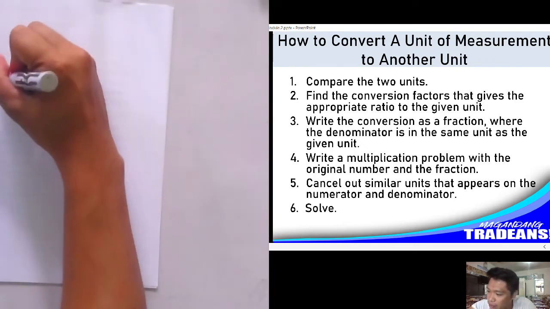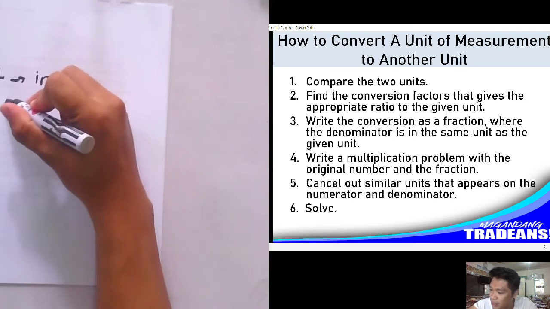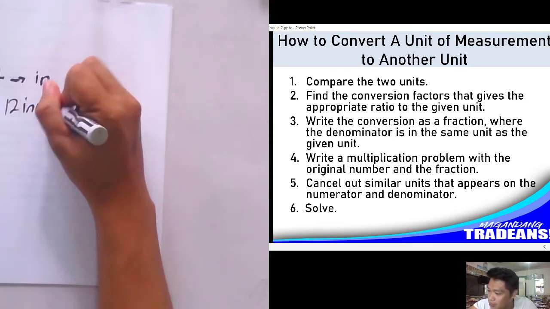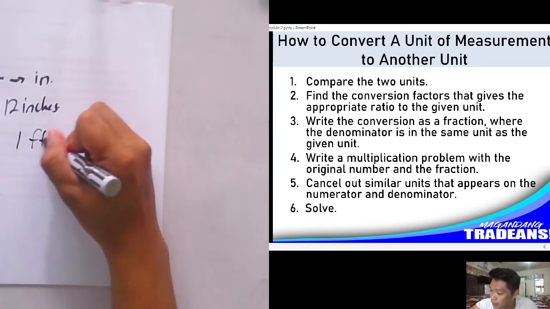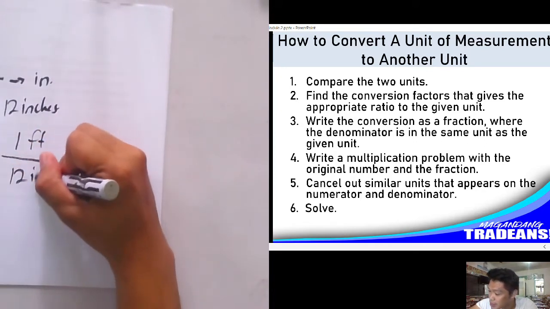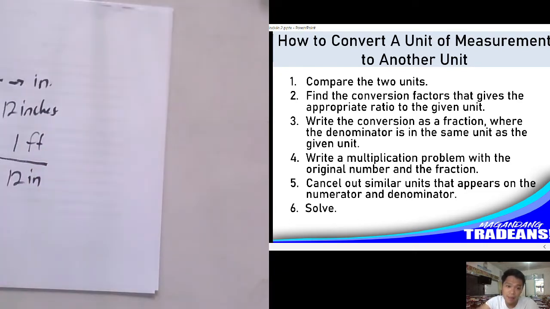nag-convert tayo ng 1 foot to inches and ang lumabas sa Google is 1 foot is equals to 12 inches. So, gagawa natin siya ng tinatawag na fraction. 1 foot is equivalent to 12 inches. Yan po yung fraction na tinatawag, 1 over 12. Kaya na po siya sa step number 3.